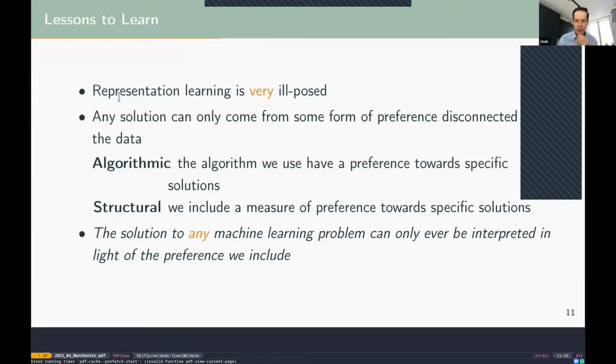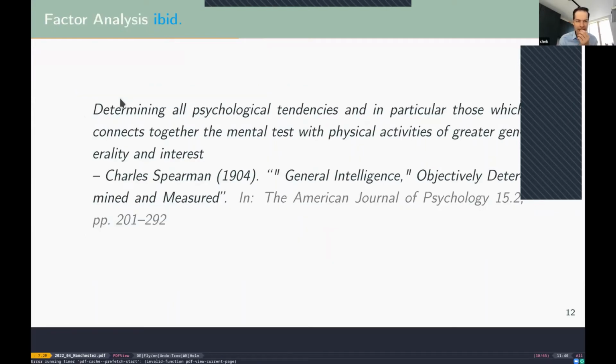So I'm not sure if you're aware of this paper. I'm pretty sure you've seen some references. I actually read this again after 15 years. It's the first paper where we often talk about factor analysis. And I realized this paper is basically eugenics.